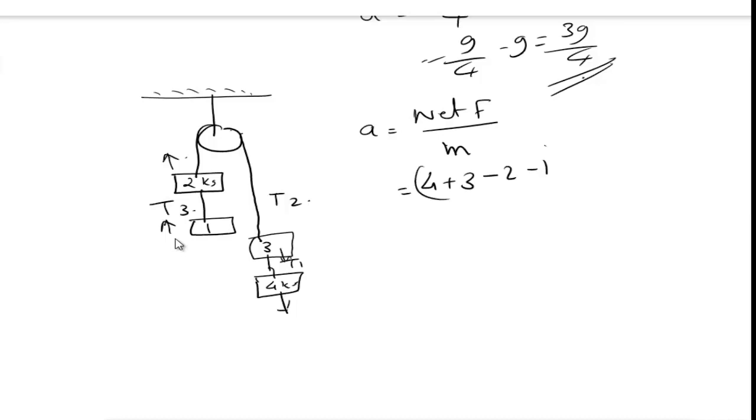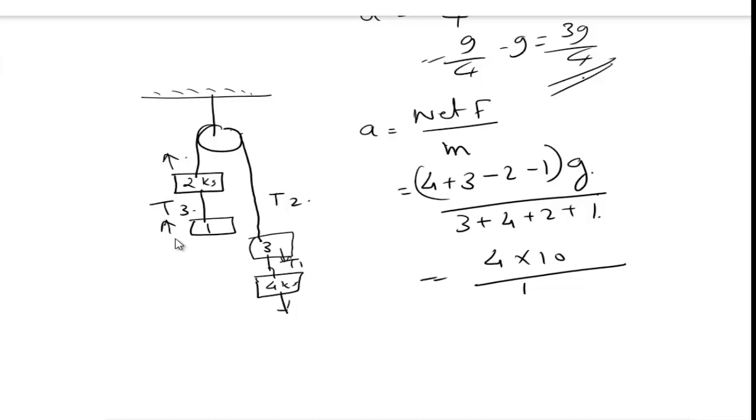This is the total mass, this into acceleration equals the net force, divided by, now we can consider the total mass of the system as 3 plus 4 plus 2 plus 1. So here 7 minus 2, 5 minus 1, 4 into g divided by 10. So the answer is 4 meter per second square as the acceleration.